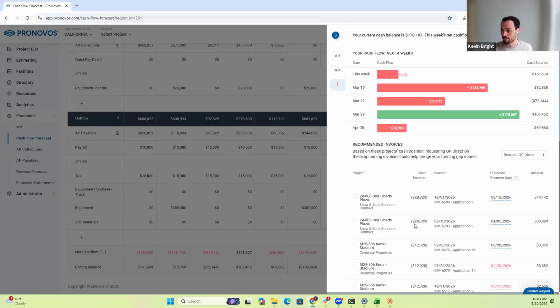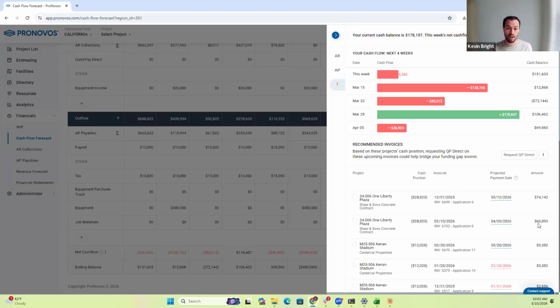So I can see these projects here that I've got a negative cash flow position on. It looks like 24006, One Liberty Plaza. That's kind of the big culprit here. So I can see there's two invoices that I've got outstanding right here. This first one for 74,000. It looks like I'm going to get paid on March 12th. So that's only 2 days away. There's really no reason to use Quick Pay Direct on it. But the one down below looks like I'm thinking I'm going to get paid on April 5th for $60,000. That's a good one to use Quick Pay Direct on.